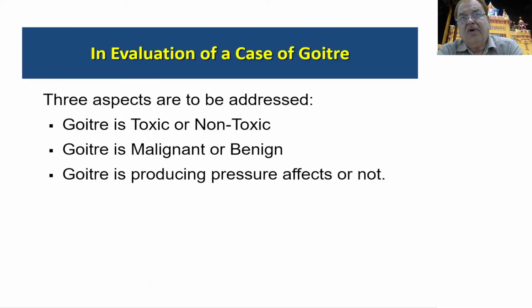Now, what you want to see really in a case of a goiter, there are mainly three aspects which we have to address. Is this goiter toxic or non-toxic? Is it malignant or benign? And does it cause any pressure effect over the surrounding structures or not, like over the trachea or the esophagus or the recurrent laryngeal nerve?